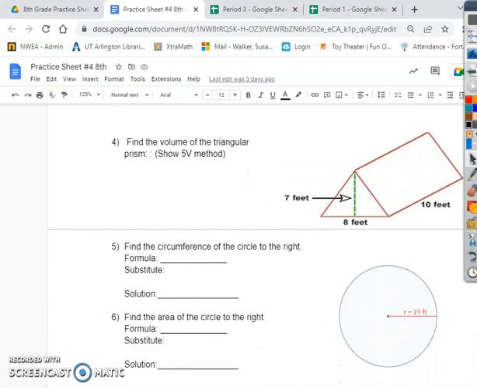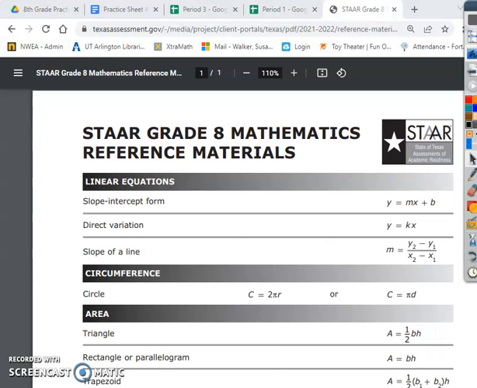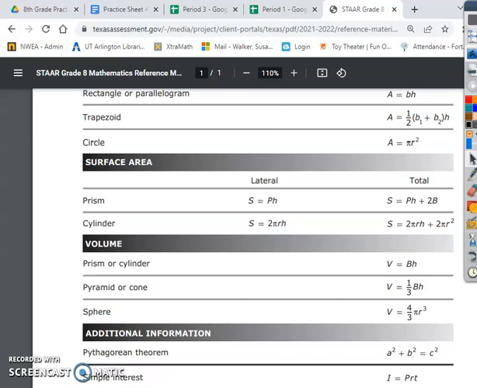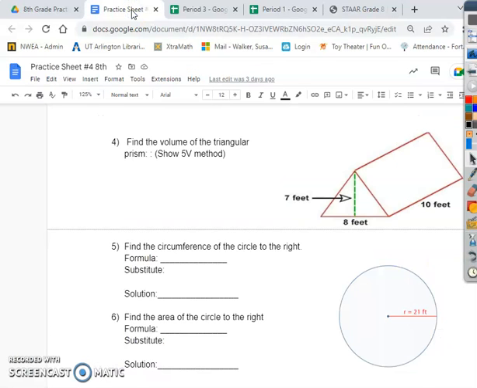Number 4, find the volume of the triangular prism. So I'm going to pull up a formula chart. I want you to find your formula chart. Okay, so here is my formula chart, and I want to scroll this down to volume of a prism, which is big B H. And this is a triangular prism, which means this is the base. This is the base. You can shade the base if you want to shade the base.